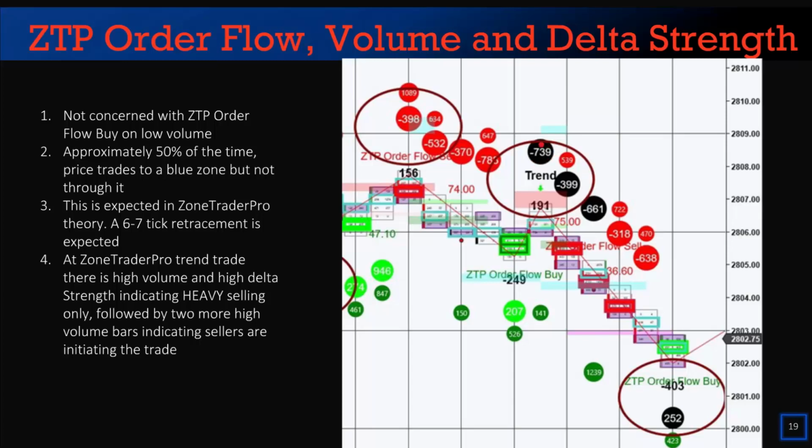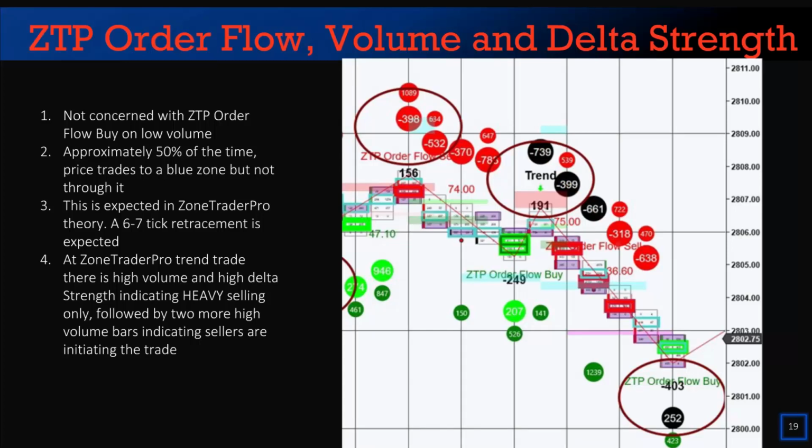indicating heavy selling, followed by another 2 bars that were also high volume. And this gets to a point that I made in the beginning of the webinar, and that is when I first created ZoneTraderPro, I didn't understand why the market would enter a strong trend. And with these numbers, the high volume and the high delta strength, these are basically those numbers telling me that.